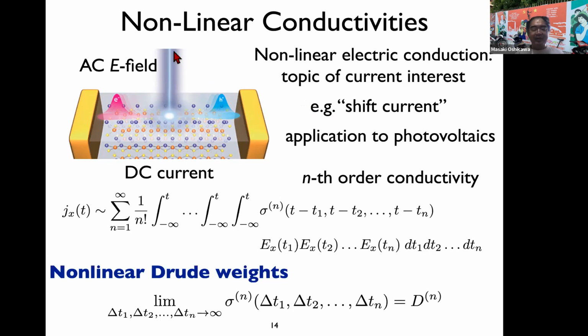And so that is, you apply the electric field, then you can shine the strong light, and you can induce the DC current. And this has a practical potential application to a new kind of photovoltaics.